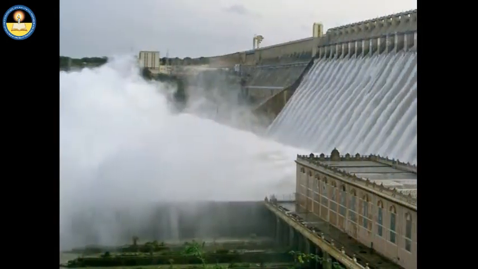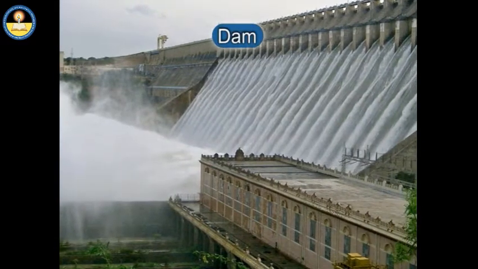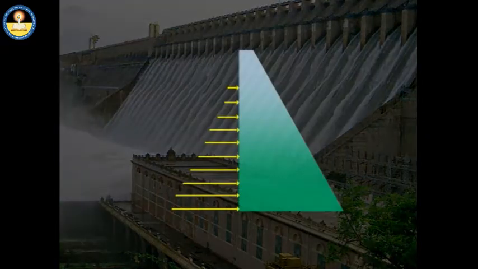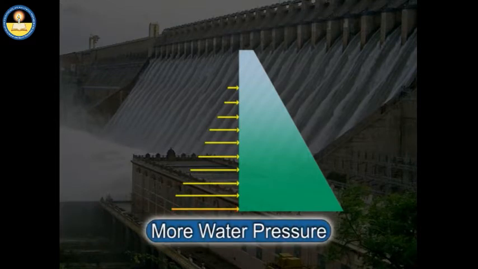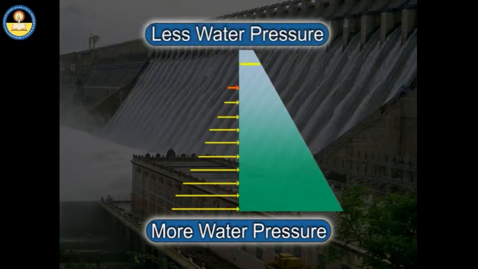Similarly, when dams are built to stop and store water, the base of the dam is made broader than the top because its base has to sustain more water pressure as compared to the pressure exerted by the water on the top.